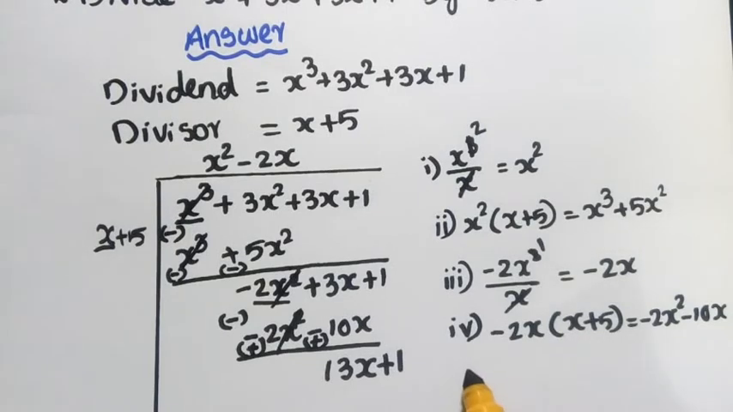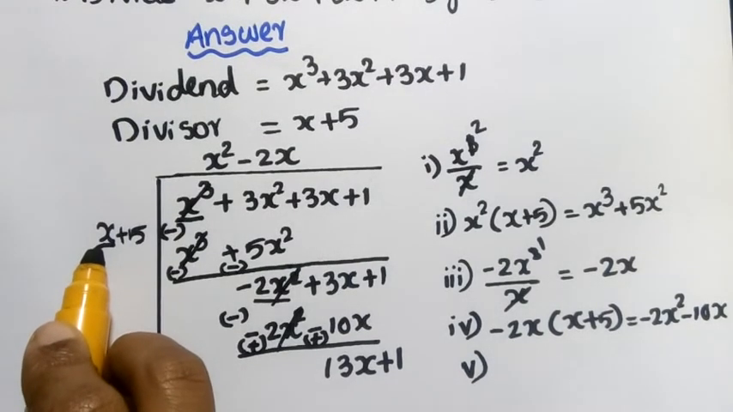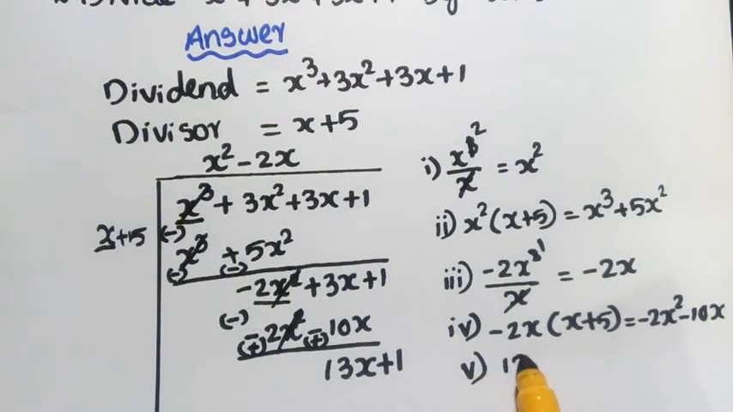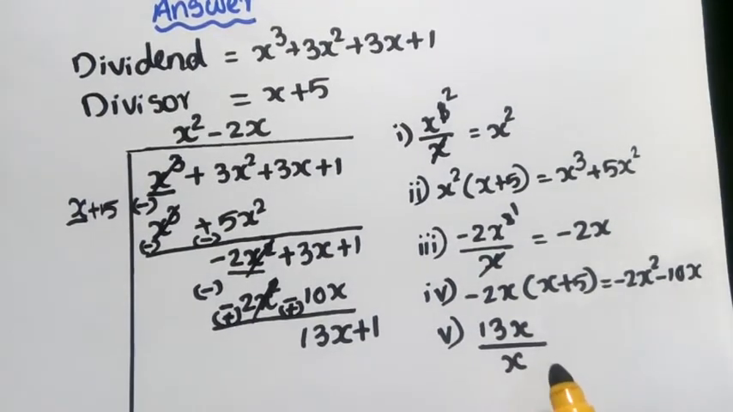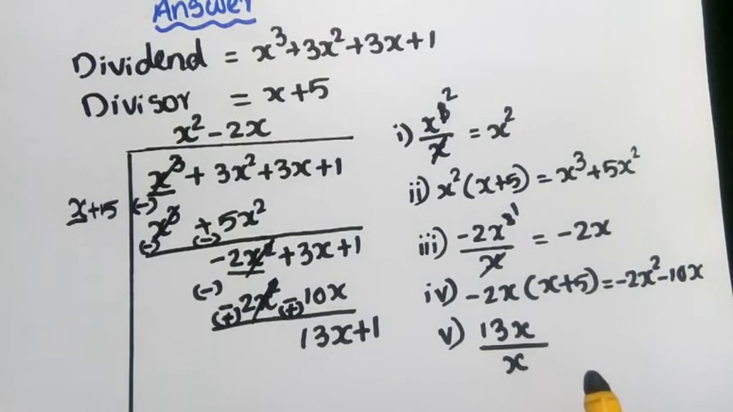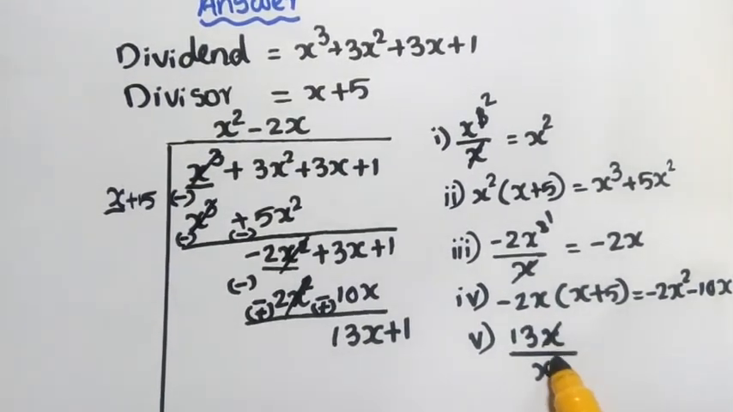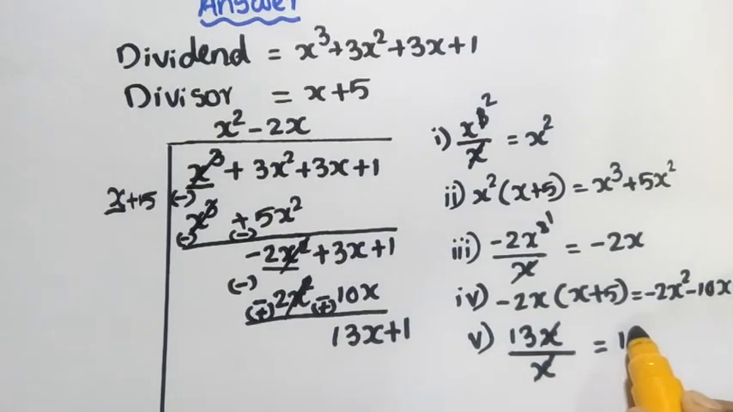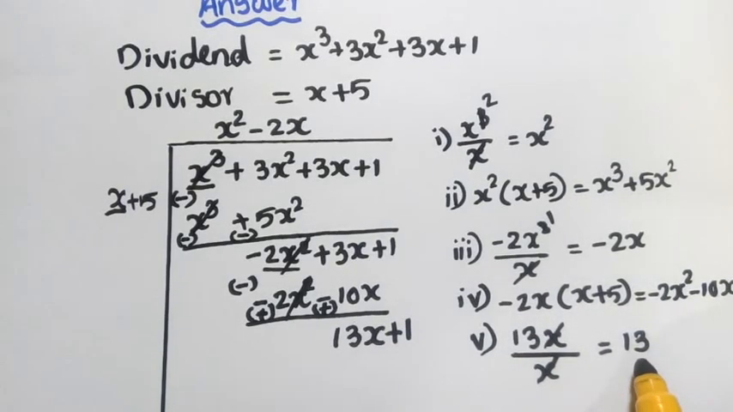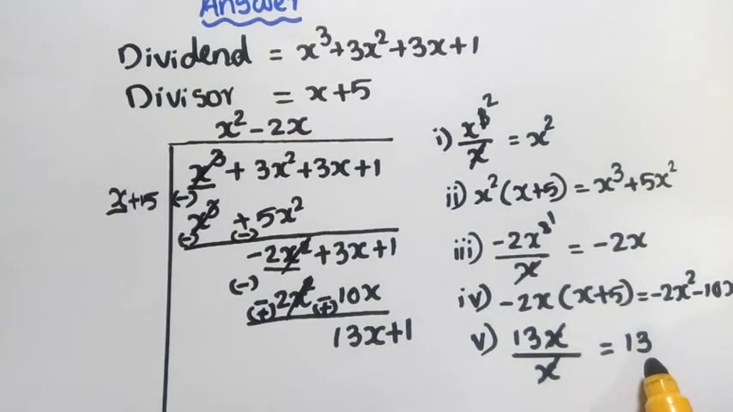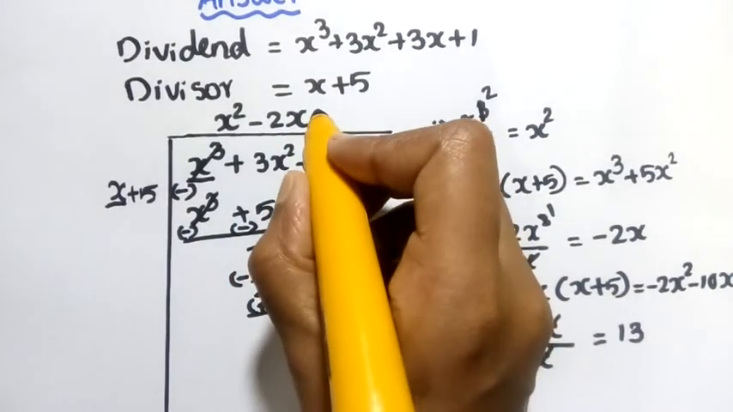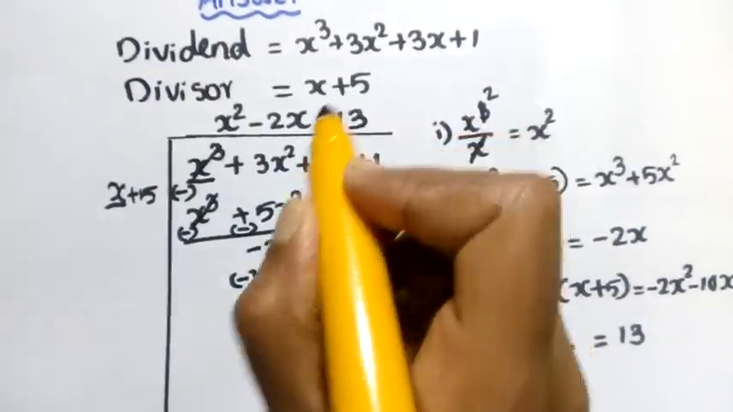Okay. So the fifth step is divide the first term of the new dividend by the first term of the divisor. That is 13x by x. What is 13x by x? X and x will cancel. We will get 13. This gives us the third term of the quotient. So the third term of the quotient is 13.